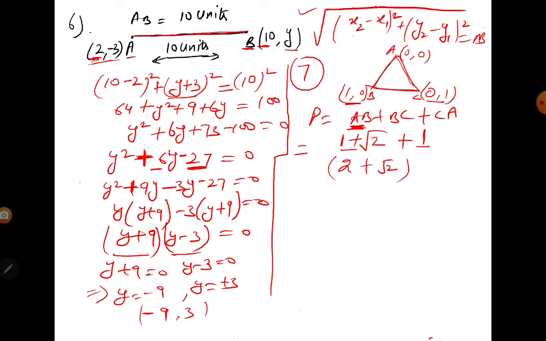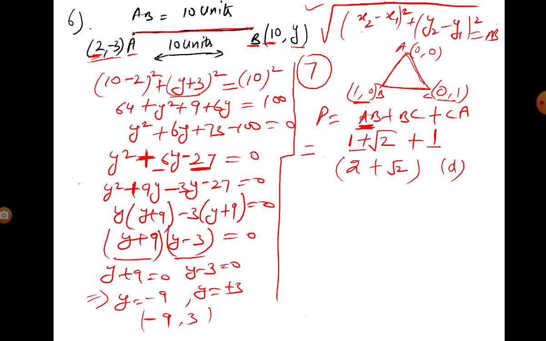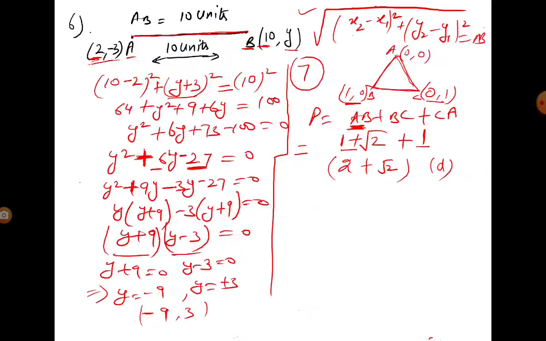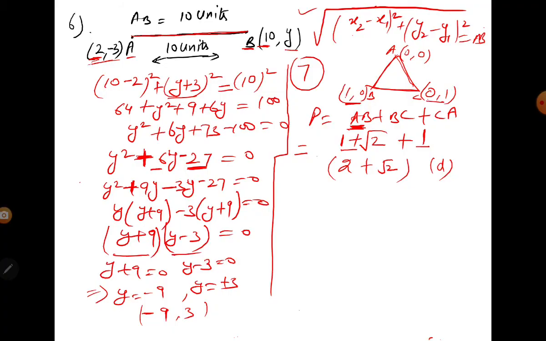So we'll check which option is there. I think it will be D. So let us see which option of the 7th question is there. Yes, it is D, 2 plus root 2. So now come to the 8th question. If A, B, C are the vertices of a triangle, then the length of the median through vertex C. Now this one is different from the others, so we are going to discuss it now.